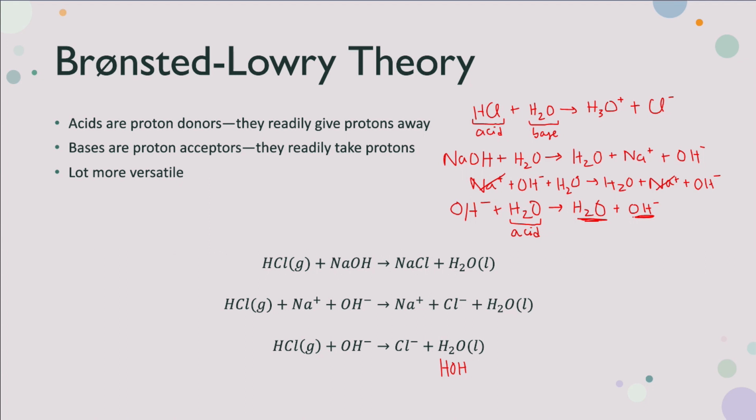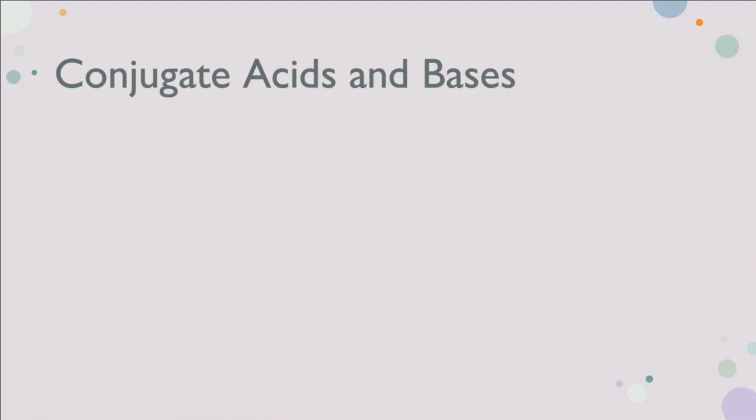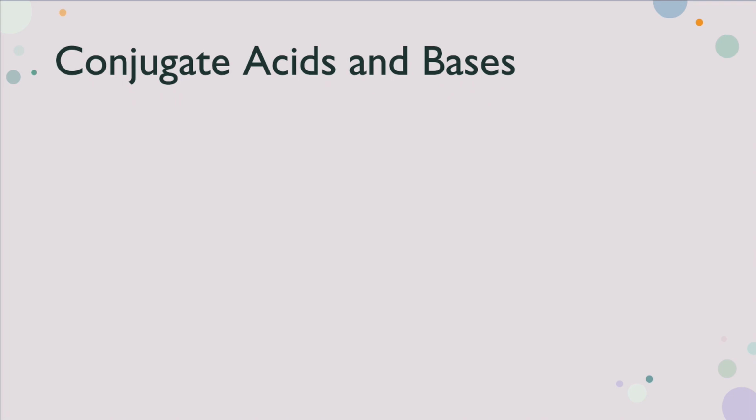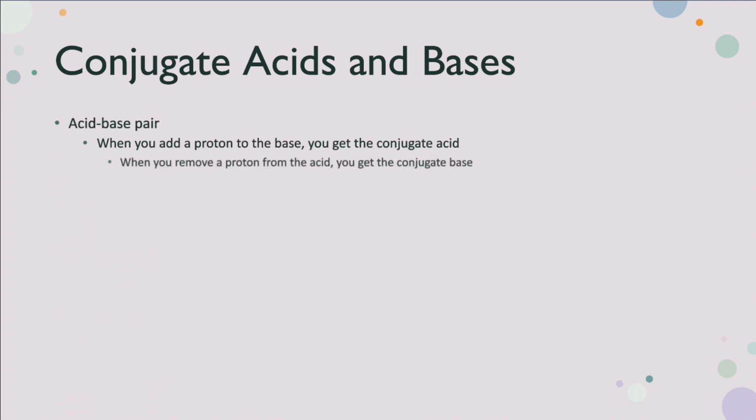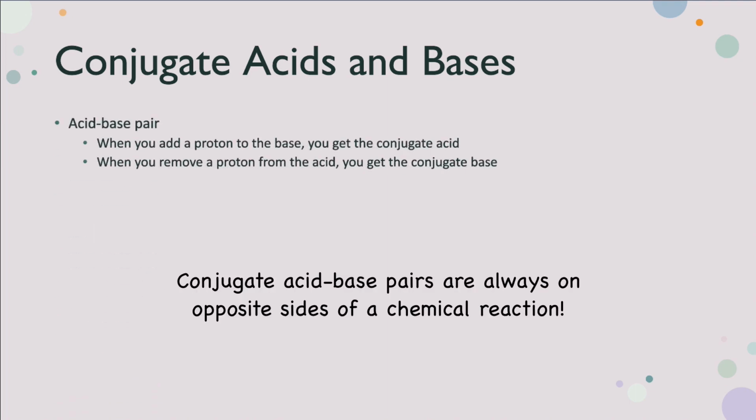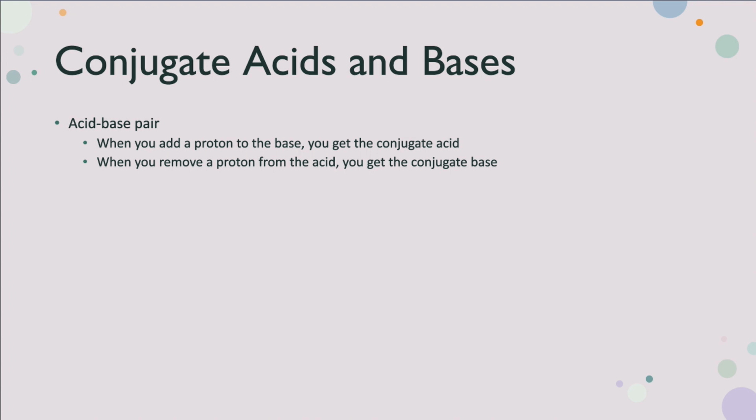Alright, now that we've explored these two theories, let's move on to the idea of conjugate acids and bases. If you've encountered chemistry and are a bit familiar with acids and bases, you would have heard of this term. But what are these? It's essentially an acid-base pair. So when you add a proton to the base, you get its conjugate acid. And when you remove a proton from the acid, you get its conjugate base.